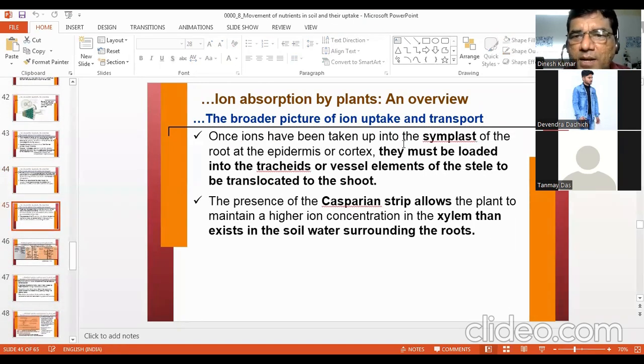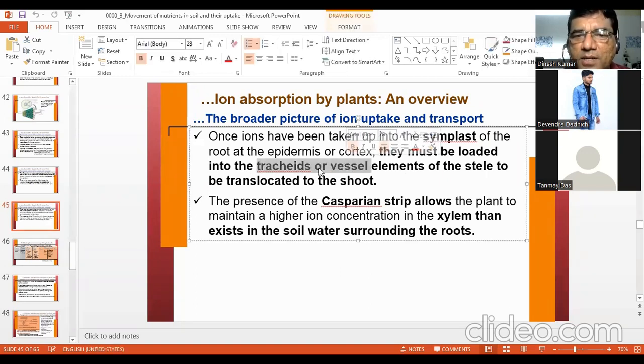Once ions have been taken up into the symplast of the root at the epidermis or cortex, they must be loaded into tracheids or vessel elements, which means they are part of the xylem, the tracheids and vessels of the stele, to be translocated to the shoot. So all ions have to reach the xylem. The presence of the Casparian strip allows the plant to maintain a higher ion concentration in the xylem.